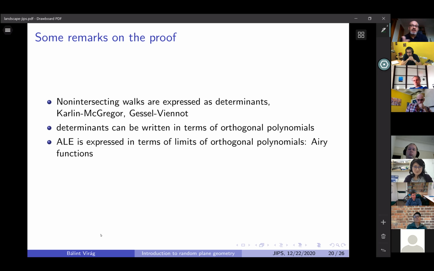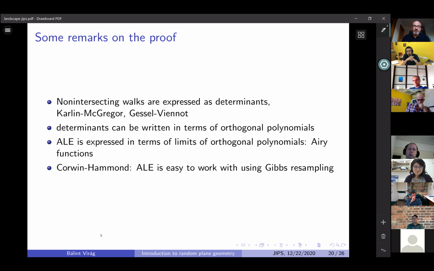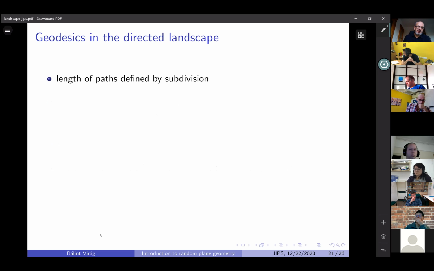And that's why in the limiting formulas, you have all those Airy functions coming up. And that's why these processes are called Airy processes. And then there is a beautiful idea of Corwin and Hammond, which is that there is a nice Gibbs sampling property of the non-intersecting walks, and that Gibbs sampling property lives in the limits, and it makes this Airy line ensemble very easy to work with. So when you resample things, you can see the Brownian structure in the limit. Let's say that way.